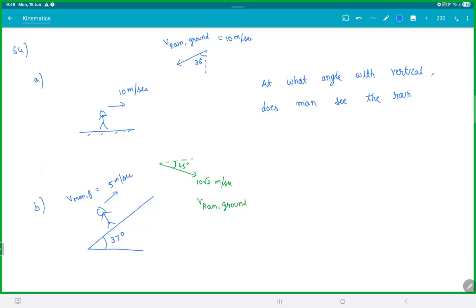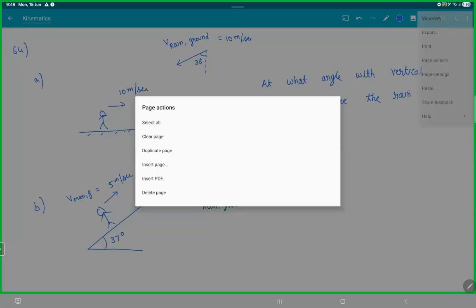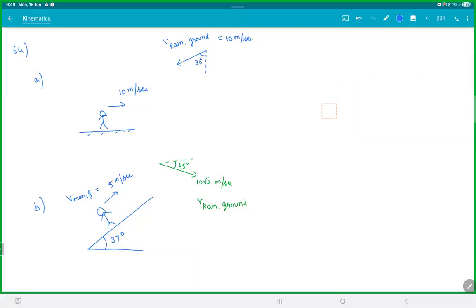Okay, let's see the first one. So when you get questions like this, we have to stop the man. So I will just work with respect to the man, and resolve the velocity of the rain also.